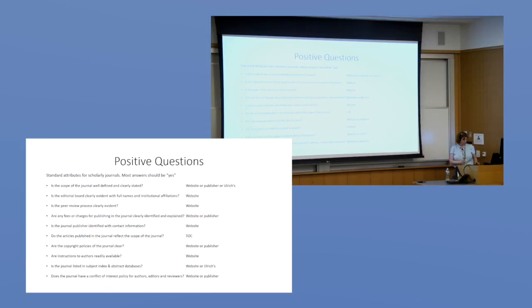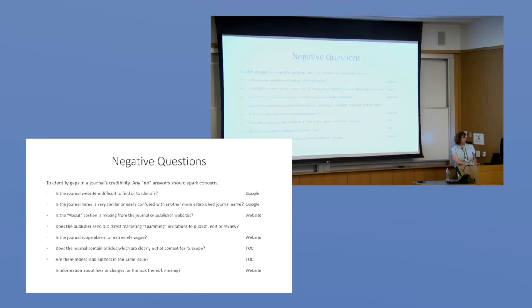I'm also going to skip ahead and show you the negative questions. These are the red flag questions. Things like, is there a publisher? You would be surprised that sometimes you'll have a journal name and no publisher listed. Eventually you can figure out who the sponsoring agency is, but it's not necessarily a publisher. Or, do the articles that are listed match the content of the journal, et cetera.